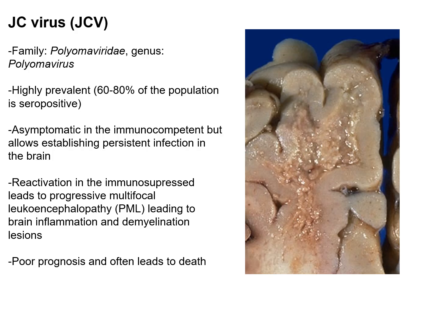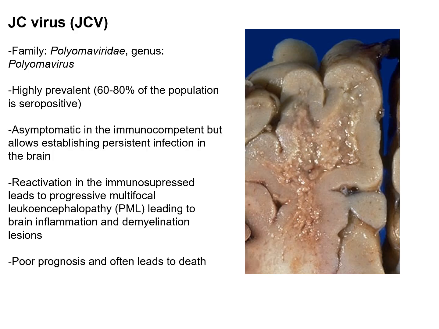And so these viruses became known by the initials of these patients. The JC virus, again, like the BK virus, is common in the population. Up to 80% of the population is seropositive for the JC virus. Again, similar to the BK, we don't expect symptoms in somebody who is immunocompetent, but we do see establishment of a persistent infection, and in this case, it's in the brain.